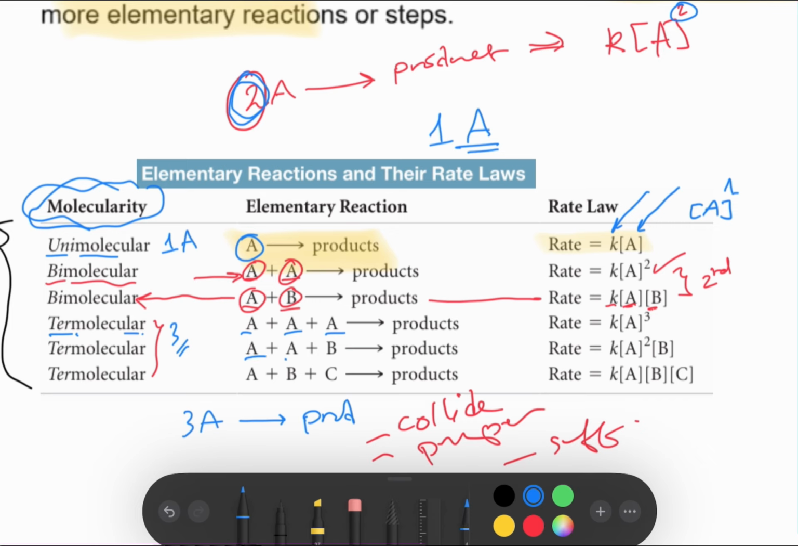Or it could be AAB or ABC, never mind, as long as you have three reactants or three species. These are represented in terms of the third order. Third order reactions are very rare because you need these particles to collide in a proper orientation with a sufficient amount of energy, which is a very, very rare case.